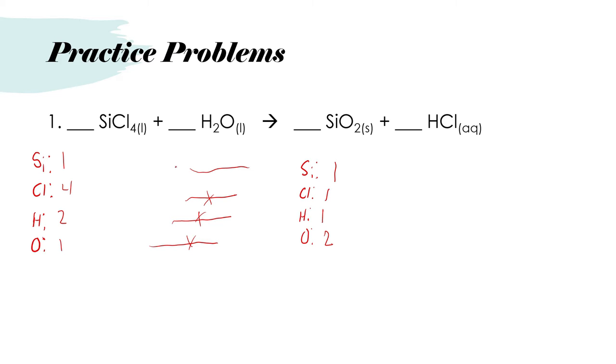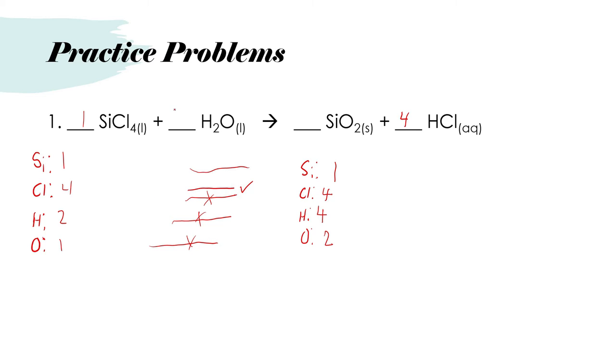So starting out over here, we see that we've got these chlorines. There's 4 on this left side, and only 1 on the right side, so we're going to go ahead and start out by making this a 4. And if we do that, that gives us 4 hydrogens, that gives us 4 chlorines. That balances the chlorines. These are now balanced.